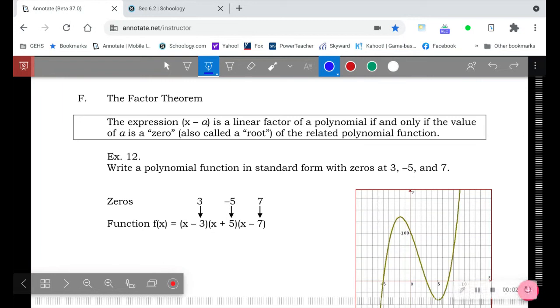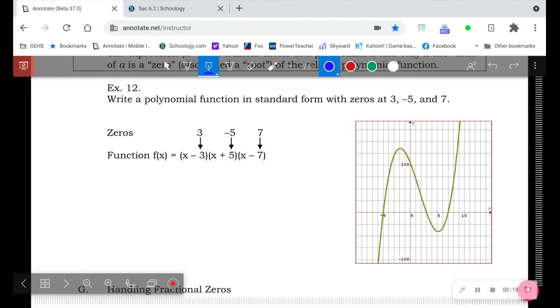Okay, so this is note 6.2, page 3, and we just covered a problem where I gave you a factored one and asked you for the zeros or the roots, and this one just simply turns that process backwards. So I'm going to tell you that this one has x-intercepts at -5, 3, and 7. So we have zeros at 3, -5, and 7. That means that this one here is the result of setting this equal to 0.